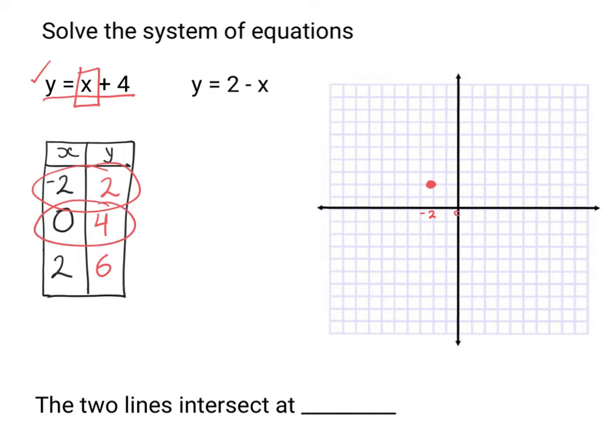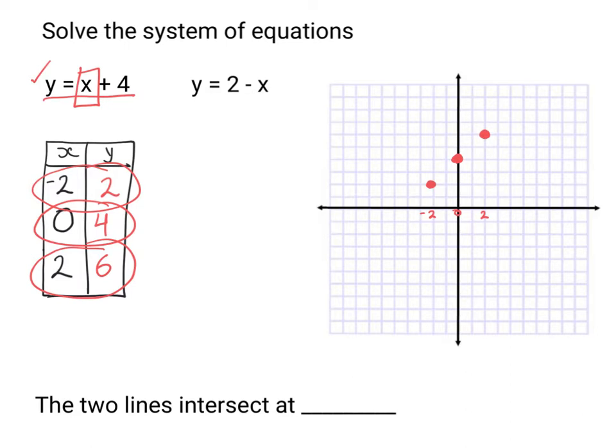Now our second point, X is at 0. And from there, Y value is 4. So let's go all the way up till 4. And that's our second point. Now moving on to our third coordinate, our third point. When X is equal to +2 right there, Y is equal to +6. Let's go all the way up till +6 right over here and draw our dot.